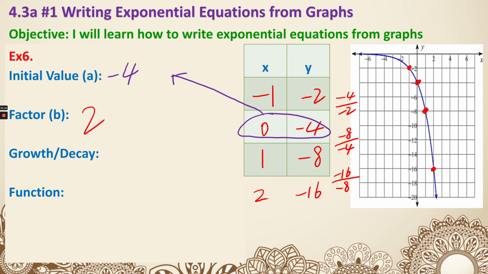The numbers are getting, well, even though you see the value is kind of getting bigger, actually they are getting smaller because they're all negative numbers. Also, you can see the graph is going down on the right, so it's going to be decay. As for the function, it's f of x equals -4 times 2 to the x power. And that is example 6.